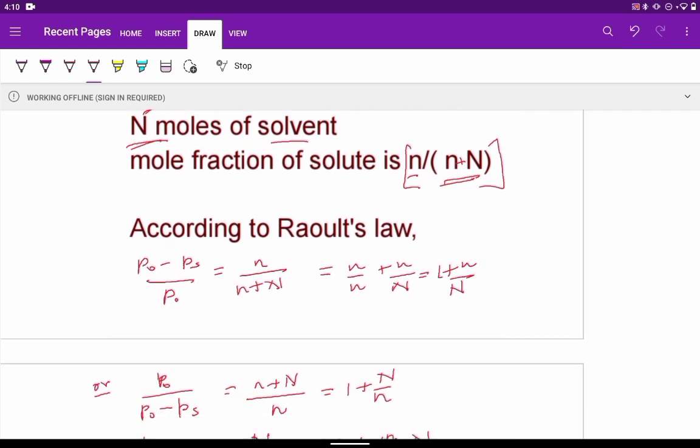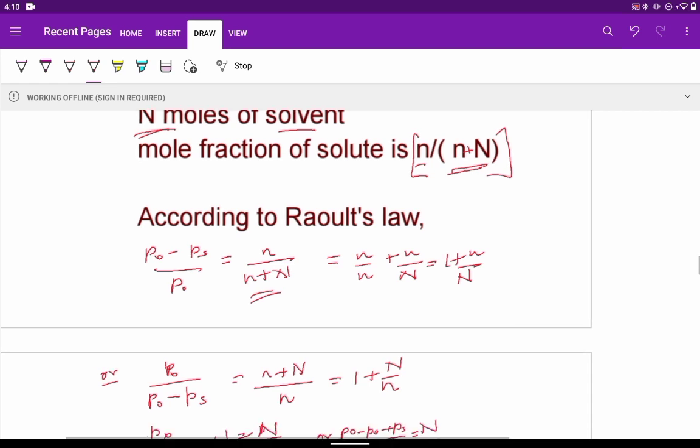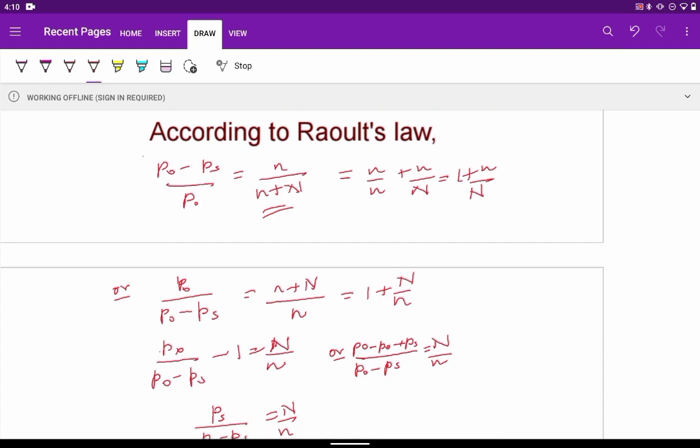Now as per Raoult's law, PO minus PS by PO, that is the relative lowering of vapor pressure, will be equal to this mole fraction n by n plus N. Now this term n by n plus N, if we reverse it, we get n plus N by n, which is 1 plus N by n. Similarly, if I reverse PO minus PS by PO, we get PO by PO minus PS. So this side also gets reversed. It becomes n plus N by n, which is 1 plus capital N by small n.